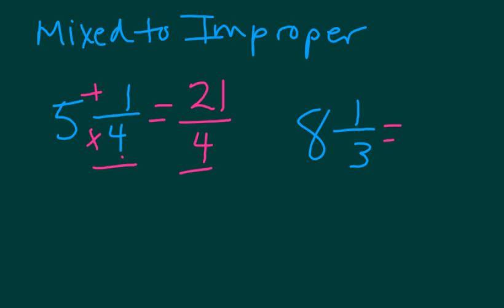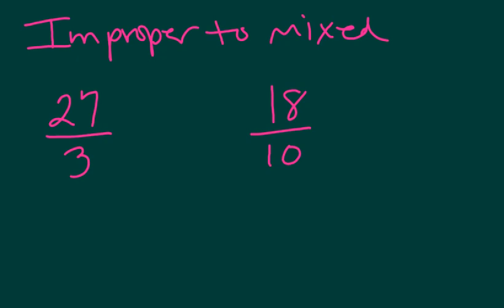So let's try over here. 3 times 8, 24, plus 1, 25. That's the top. The denominator stays the same, so 3. Now let's go the other direction. Let's change from improper fractions to mixed numbers. So you ask yourself, how many times will 3 go into 27? 3 goes into 27 9 times, because 3 times 9 is 27.